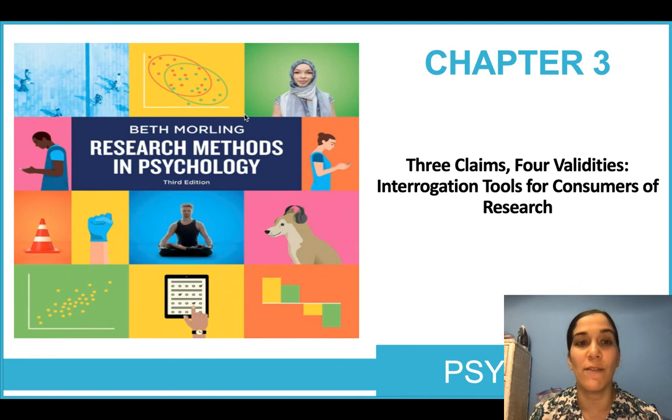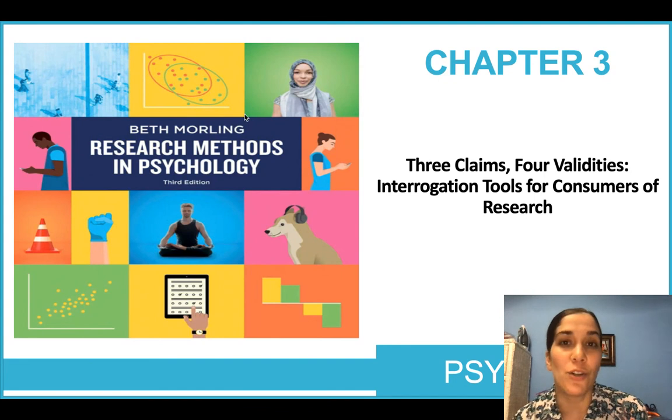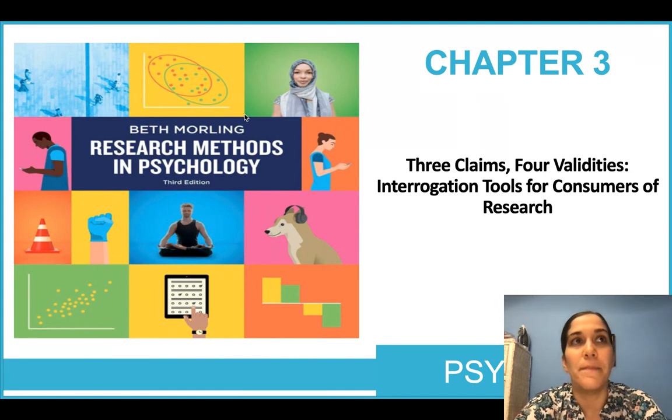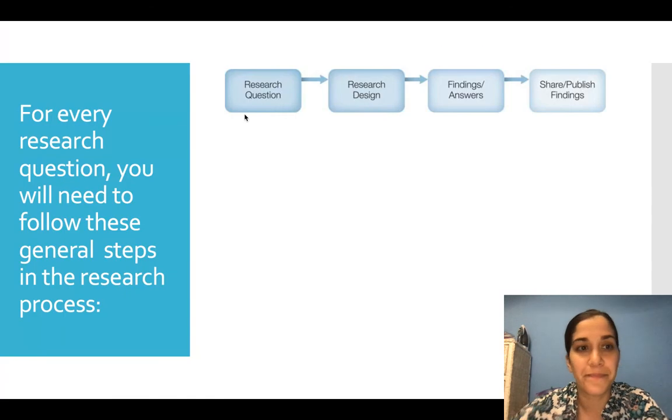For this lecture, we're going to cover Chapter 3. This should be a review of what you learned in 3510, but it does serve as the foundation for whatever we're going to talk about for the rest of the semester. So we're going to go over the basics of Chapter 3 again. Chapter 3 covered 3 claims and 4 validities, which is essentially how we interrogate research.